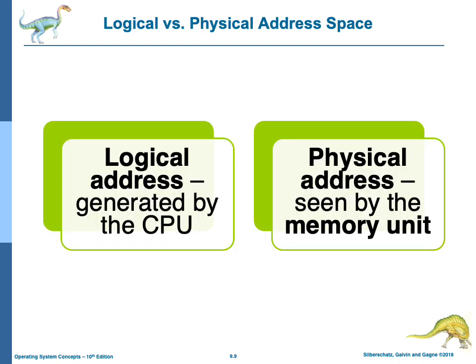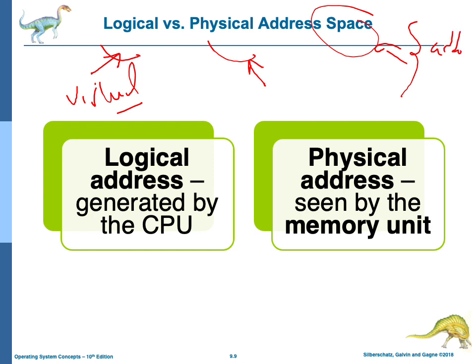So here we're going to make the difference between two address spaces. There is the logical or virtual address and the physical address. When we say space, it is the set of addresses. So the virtual space will be the set of all the virtual addresses that a process can access, and the physical space will be the set of all the physical addresses that the process can have. The logical address is what the CPU generates in user mode, whereas the physical address is the actual address that is seen by the memory unit.